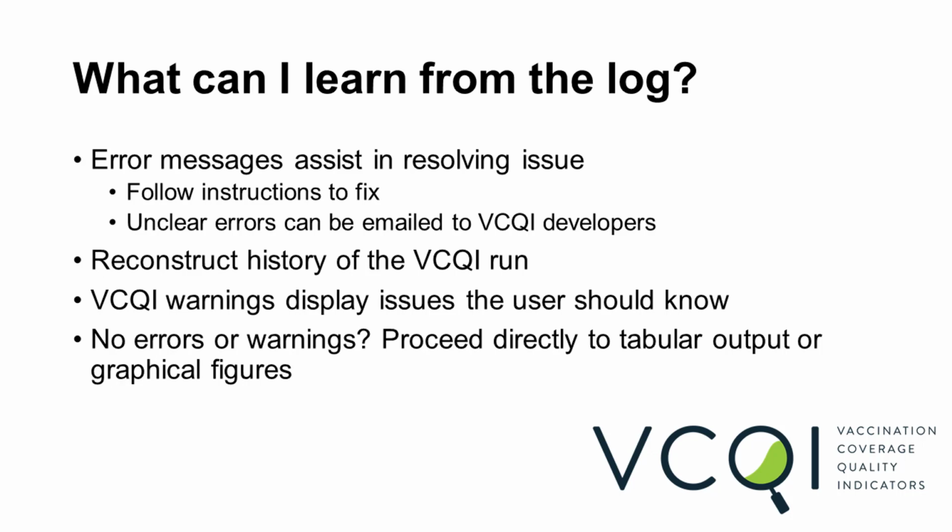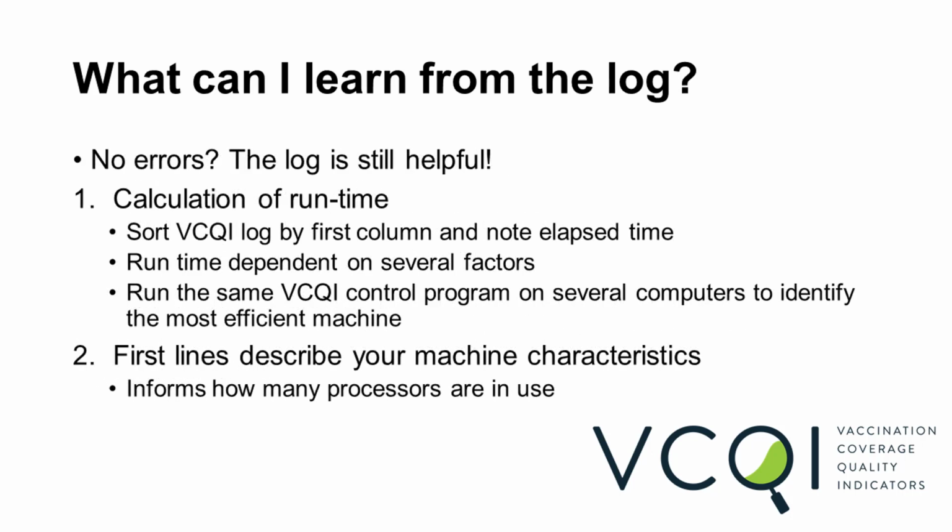If the Wiki run is successful with no errors or warnings, then you do not need to look at the log. You may proceed directly to look at other tabular output or at the graphical figures that Wiki produces. But even when there are no errors, the log can be helpful. You can calculate the Wiki runtime in minutes or hours by sorting the Wiki log by the first column and then noting how much time elapsed between the first and the last messages written in the log.